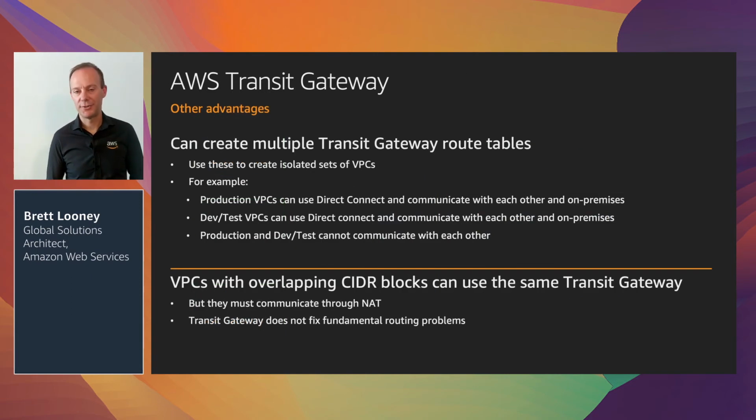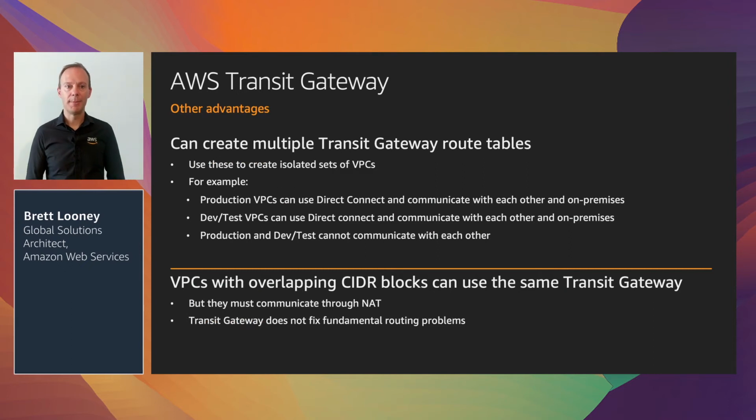So these are the advantages of transit gateway. I've already talked about many of these. You can create isolated sets of VPCs, and we have customers who really like to do this. They have production VPCs that can talk back to the on-premises network. You have dev and test VPCs that can talk amongst each other and back to on-premises, but the production and the dev and test networks can't talk to each other. And it's relatively simple to set up those sorts of topologies.